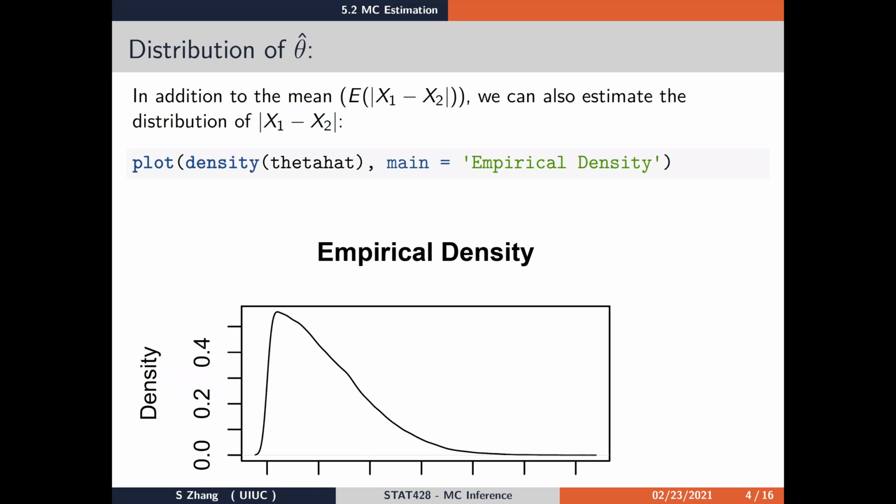So in addition to calculating the mean of the sampling distribution, that's the expectation of the absolute value of x1 minus x2, we can also estimate other sorts of things, such as what is the distribution of this absolute value. In other words, if we have two independent standard normal random variables, what is going to be the distribution of their distance? We're going to show how we can get this by using a function called density. So if we plot the density of theta hat, where theta hat are the 100,000 draws that we obtained earlier, then we'll be able to get an empirical density of our statistic, theta hat. So this is like an empirical PDF curve.